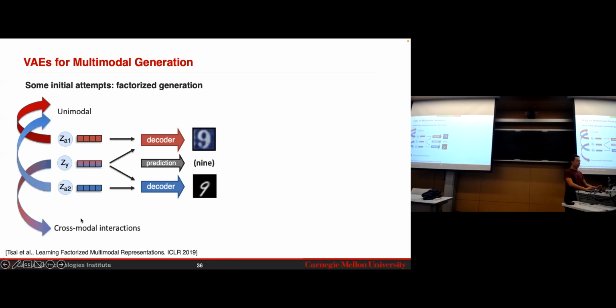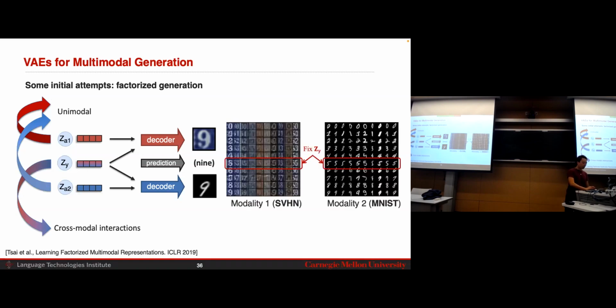So essentially, ZA1 and ZA2 learn your unimodal, and ZY learns your cross-modal interactions. And then you can start doing cool things like you can fix ZY, which is the actual joint variable telling me what digit it is. So you can generate many styles with the same digit 5 in both modalities. You can also fix the style in my first modality. So you get things on the same style, but you can vary the digits. And likewise, you can fix the style of my second modality, get the same style and vary the digits.